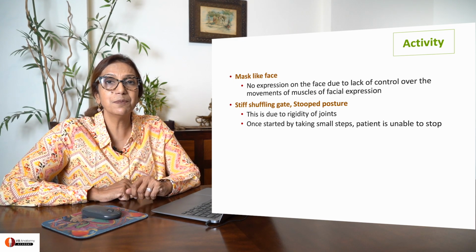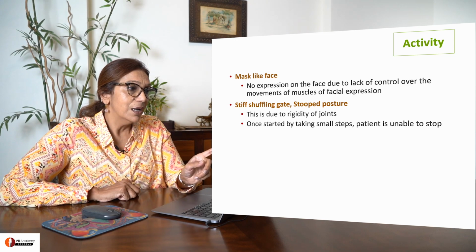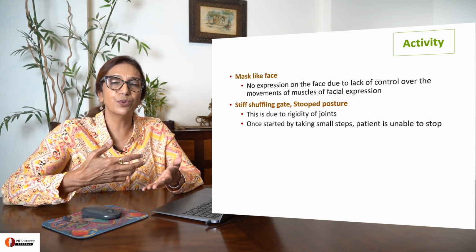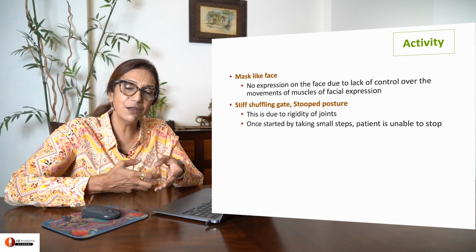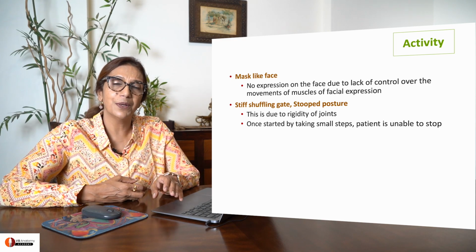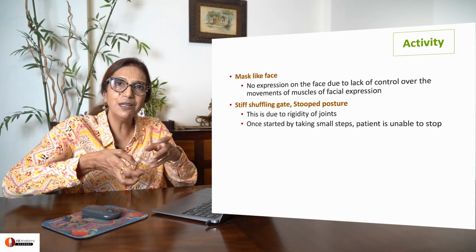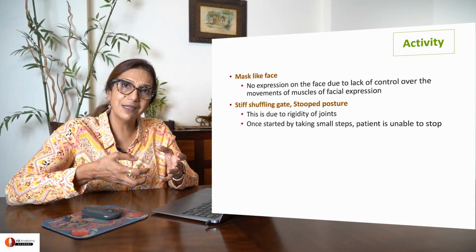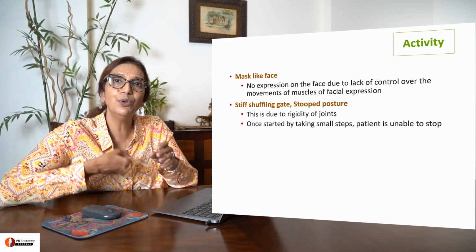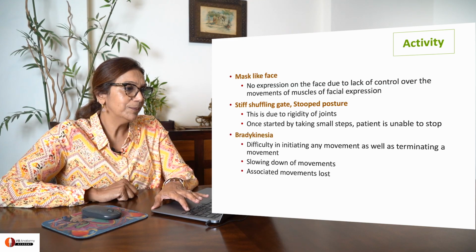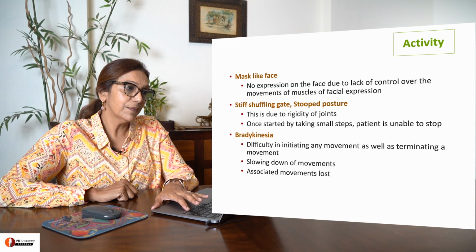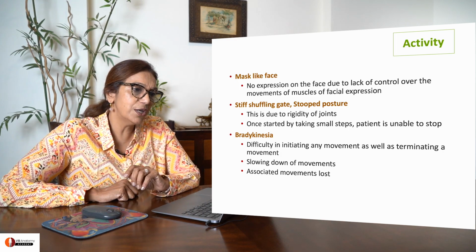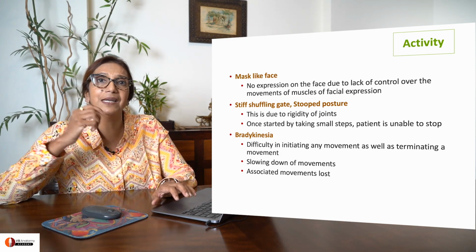This person not only has this shuffling gait, but he doesn't know how to stop. He can't stop even if he wants to. Sometimes he goes and hits a wall to stop because he cannot stop. Sometimes he breaks into a little run because he cannot stop. His limbs are stiff, but he doesn't know how to stop. So, bradykinesia: the difficulty in initiating movements, difficulty in terminating the movements.